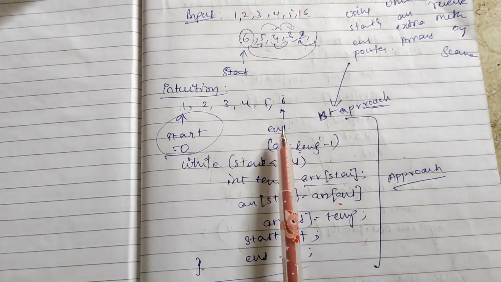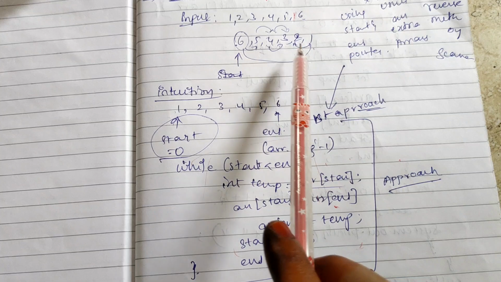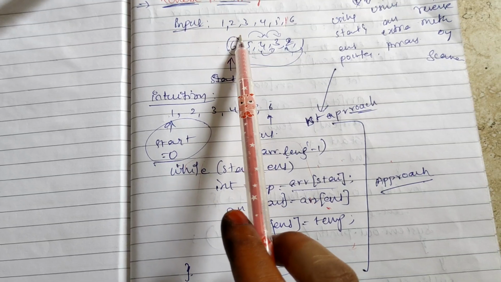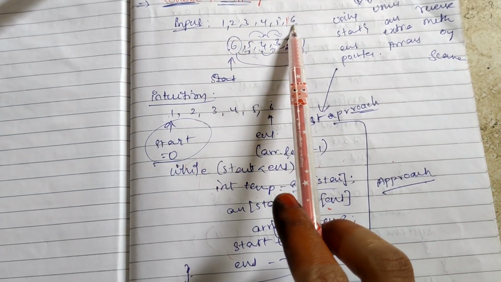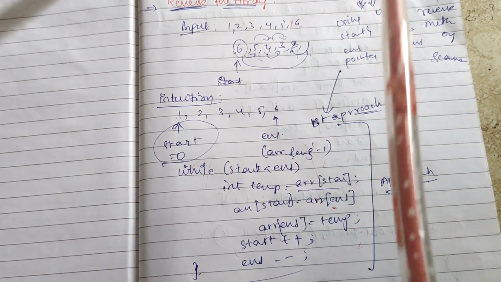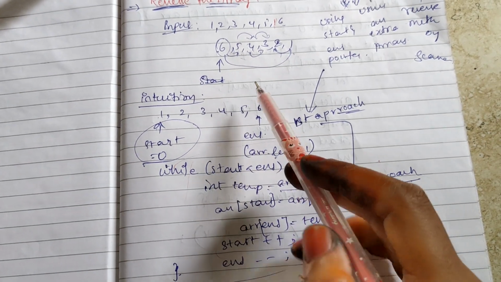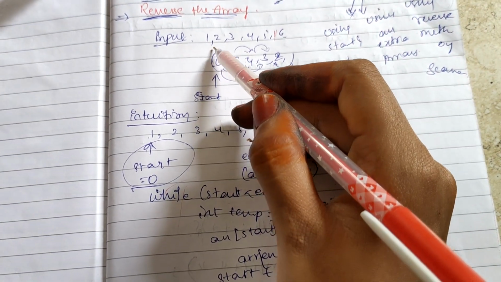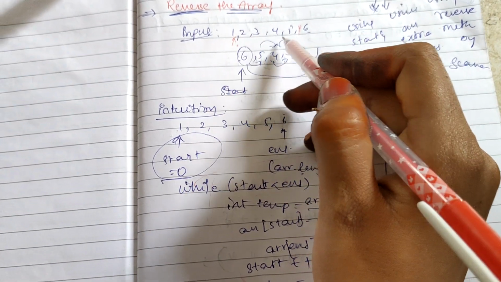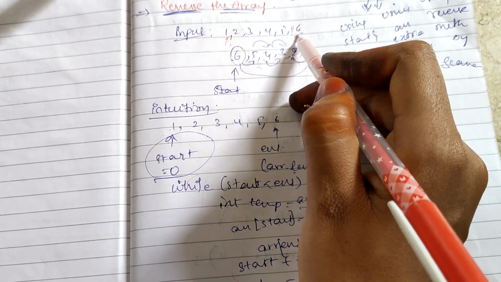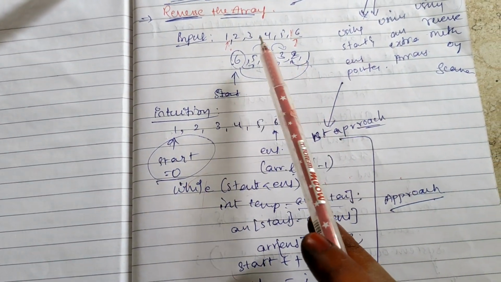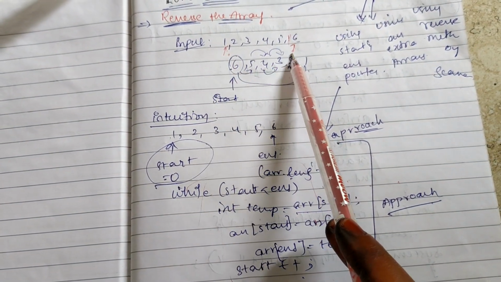So the basic intuition I have explained already. Index 0 should go to the last position, and the element at index 1 should go to the n minus 2 position. My start pointer would start from here, and then my end pointer will start from here. This is my start and this is my end. Would you get it?